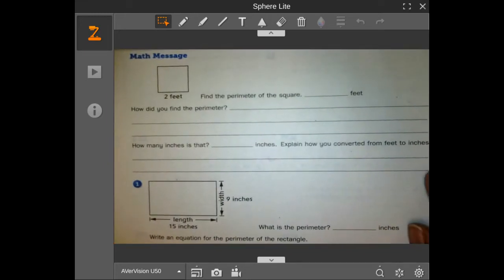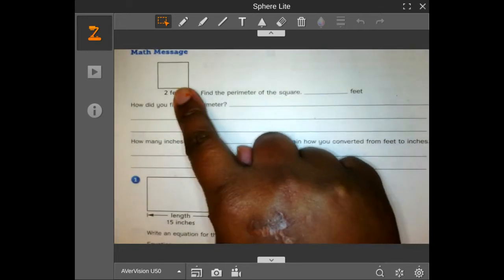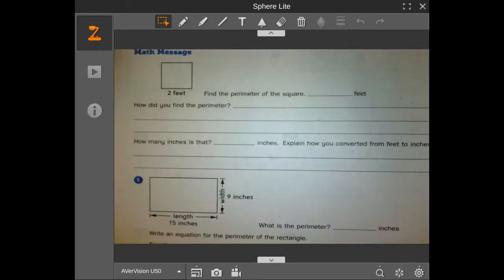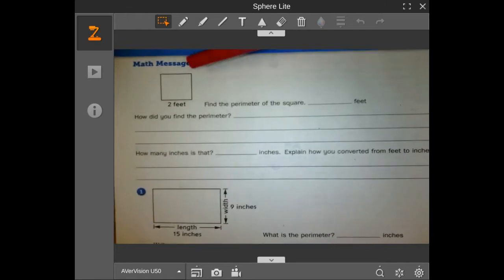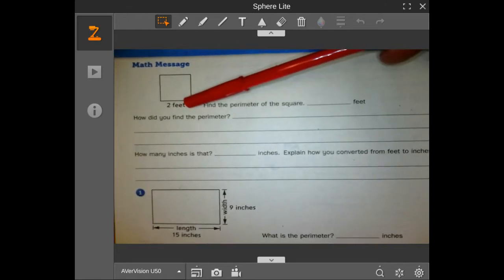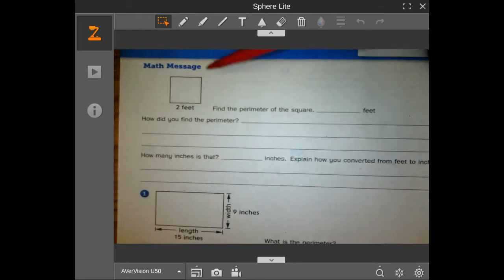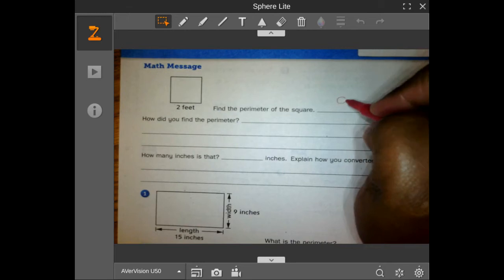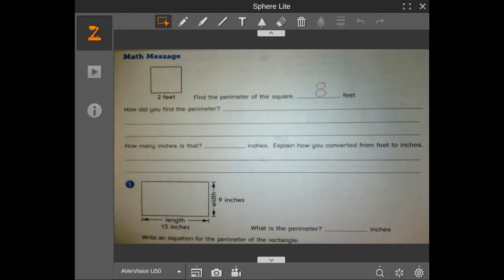the length around. If we had to find the perimeter of this square, right here that I'm pointing at, what is the length of that square? What is the length around the perimeter of that square? How are you able to determine the perimeter of this square if you only know the measure of one side? Yes, the perimeter of this square is 8 feet.